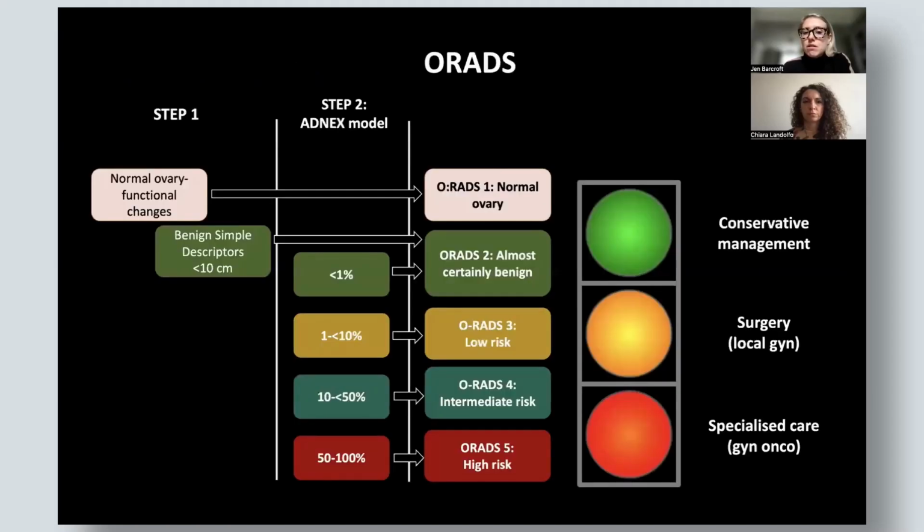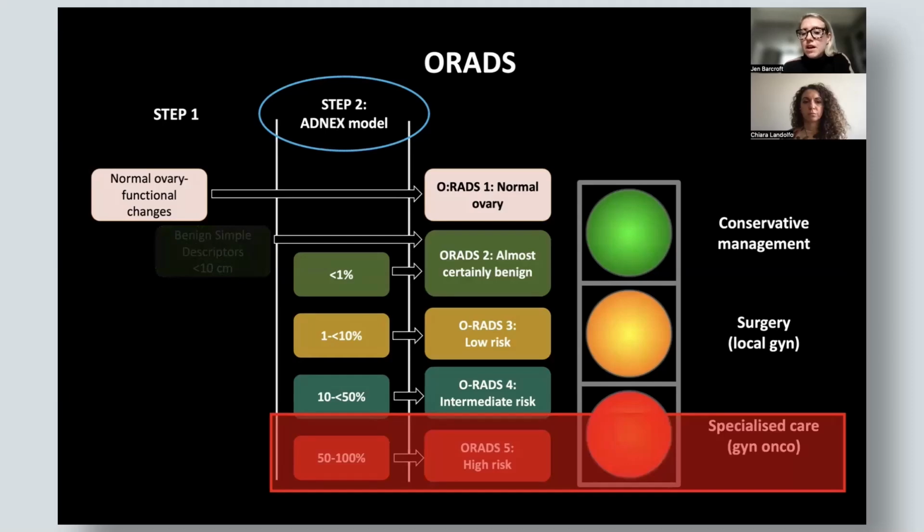So thinking about the management, we could not apply the simple descriptors in step 1. We go to step 2 with ADNEX. We have a high risk of malignancy, so between 50 and 100. And then the recommendation in this case for management is to be managed in a specialist gynecology oncology center.